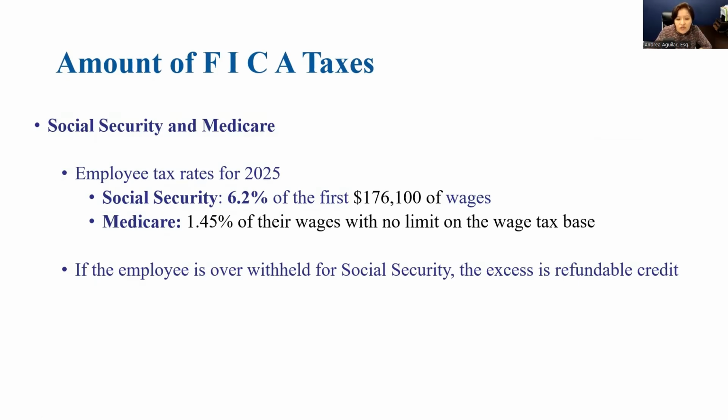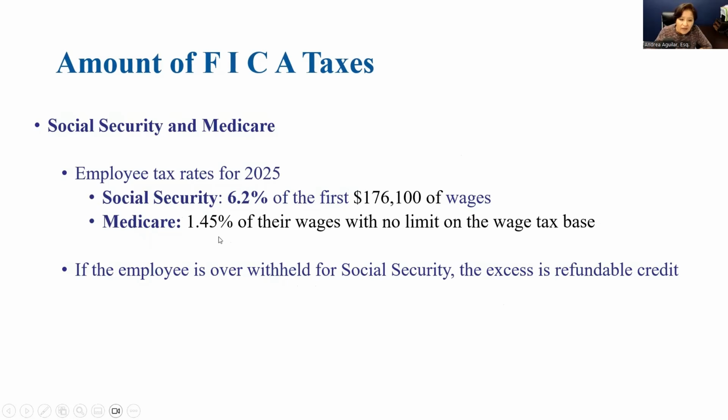The Social Security tax is just 6.2% of your first $176,100 of wages. Any amount in excess of this threshold will not be subject to any additional Social Security taxes. And if for whatever reason you have an amount that has been withheld for Social Security in excess, that amount will be returned to you as a refundable credit when you prepare your tax return.